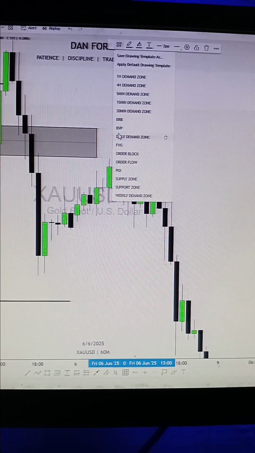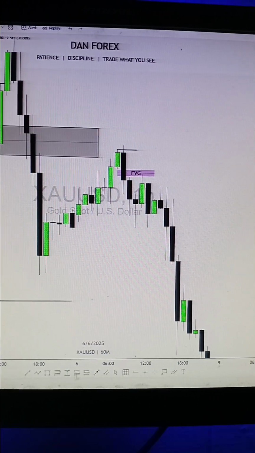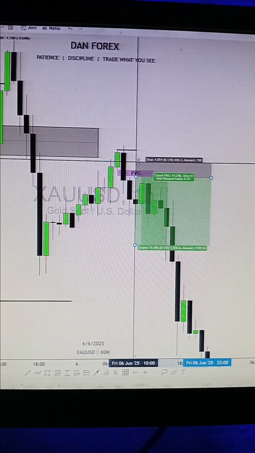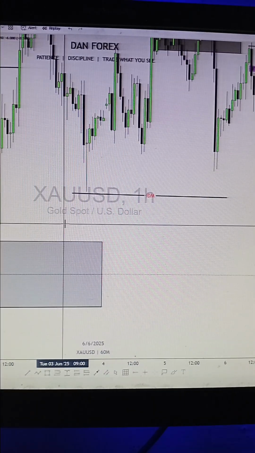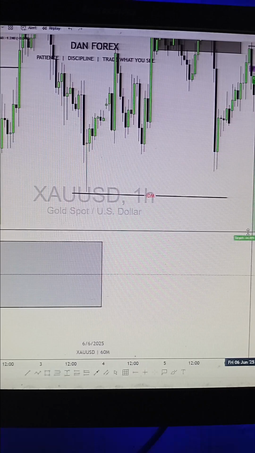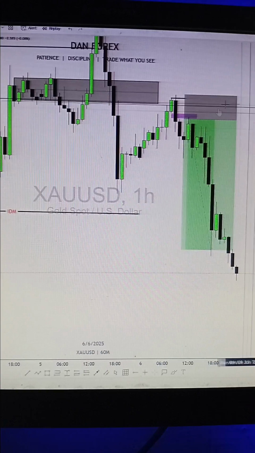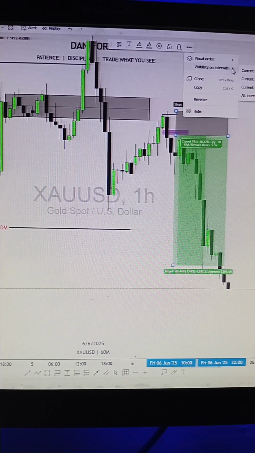You could have entered from there on the 1 hour, with stop loss around this high, and targeted the daily demand, where the demand is. So on the 1 hour, this is the first entry you could have taken. Now let's go to 30 minutes, and we can also see how you could have gotten a second entry.